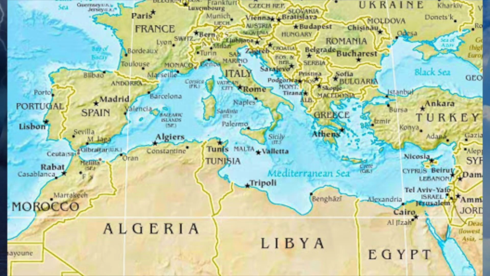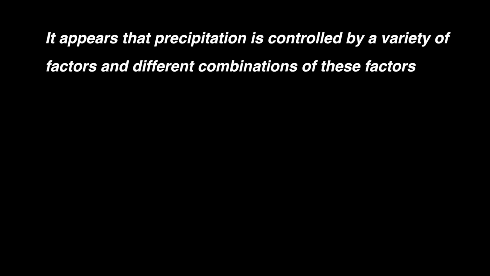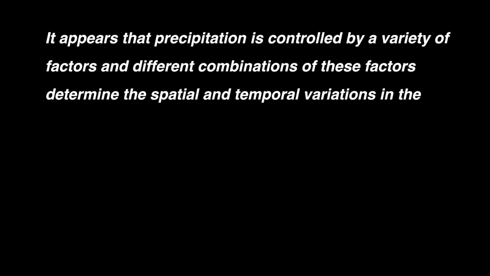On the other hand, the Mediterranean regions receive most of their annual rainfall during the winter months, while the summer season remains dry. It appears that precipitation is controlled by a variety of factors, and different combinations of these factors determine the spatial and temporal variations in the distribution over the globe. So, it is desirable to discuss those important factors which control the world distribution of rainfall before attempting zonal or regional distribution of precipitation.